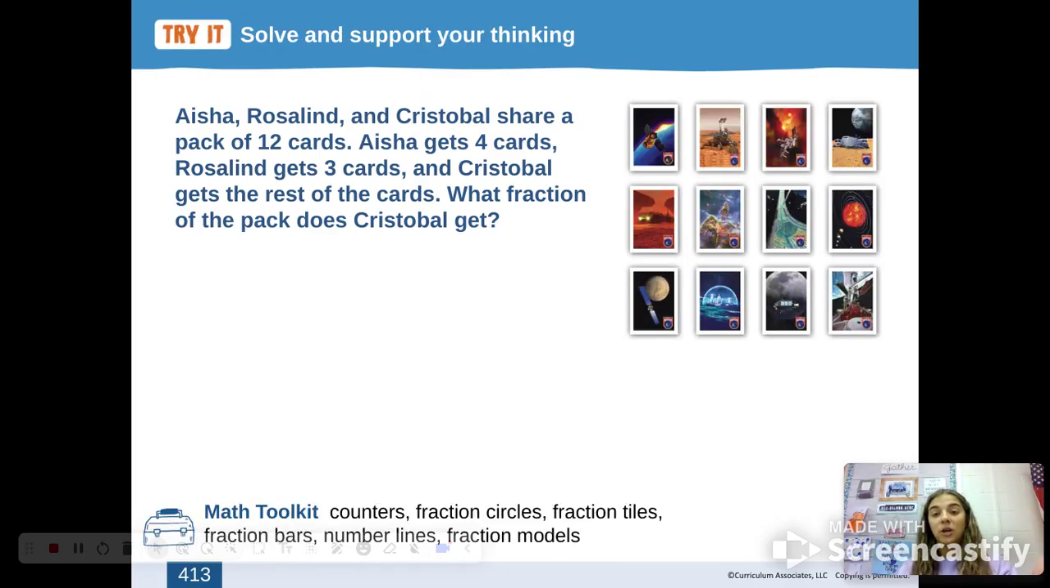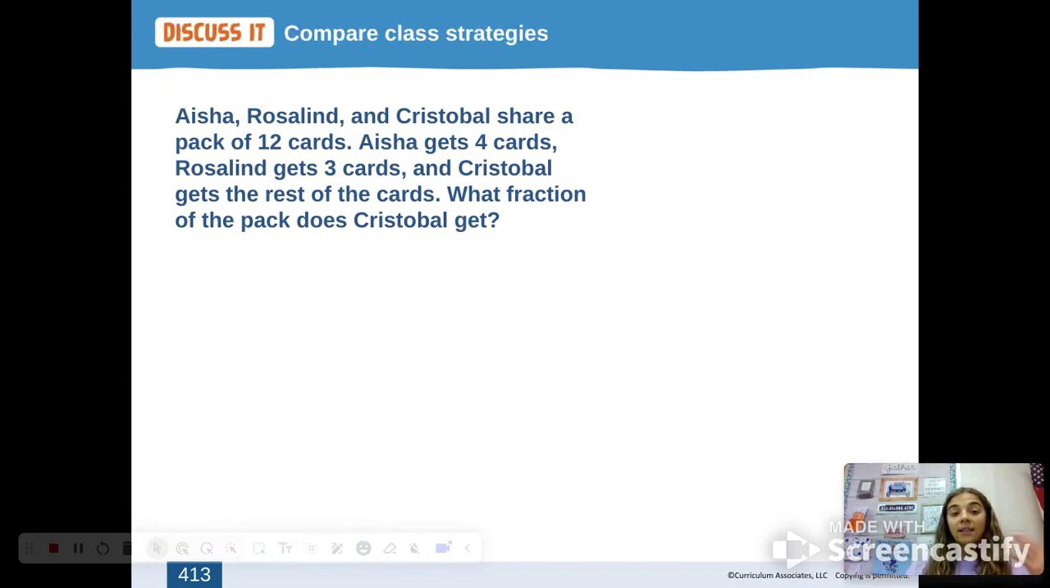We'd go back to this picture. We'd count out 3 and then we'd count out 4 more and they'd get 7. So 7/12 of the cards go to Aisha and Roslyn. And then they would subtract 12/12 minus 7/12, so the total minus the amount that the other two girls had, and they'd end up getting 5 cards. And that's how we get our fraction. We'd go over it. I'd go into more depth of it.